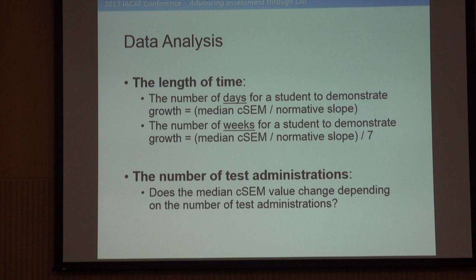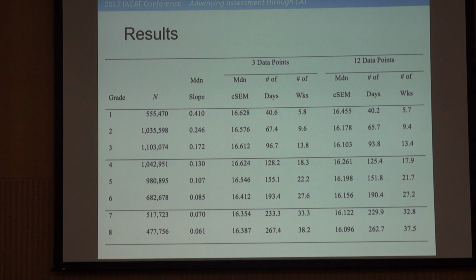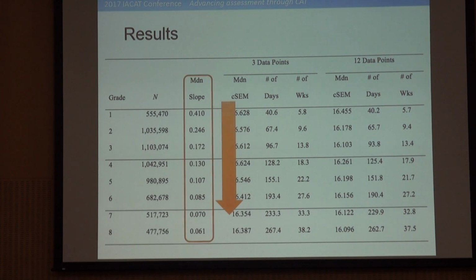And the number of test administrations is about whether the median CSEM value changes depending on the number of test administrations. Even before we looked at this question, we knew that in a typical, operational CAT, the CSEM value should not really change from one exam to another, because that's the feature of CAT. But we still wanted to investigate this empirically, since we have the data set. So I will just highlight a few results here.